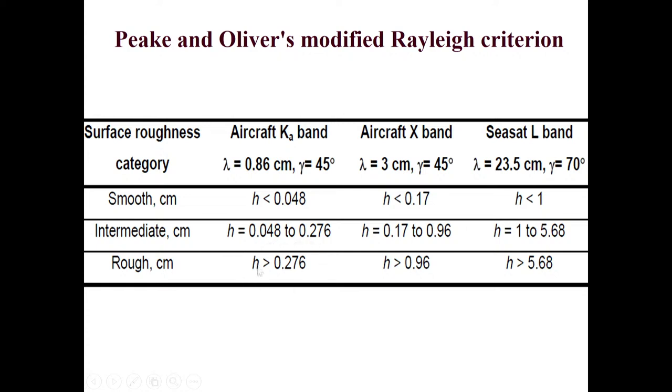So all the surfaces which have object height greater than 0.276 centimeter are going to appear as rough surface. It means that an object having height greater than 2.7 millimeter is going to appear as rough surface. The same surface, suppose the object height is 0.5 centimeter, is going to appear as a smooth surface for CSAT L band with the parameters lambda equal to 23.5 centimeter and gamma equal to 70 degree. All the other parameters you can validate from your end, you can calculate because the formula is given. So the intermediate surface, rough surface and smooth surface criteria for all the sensors you can match.